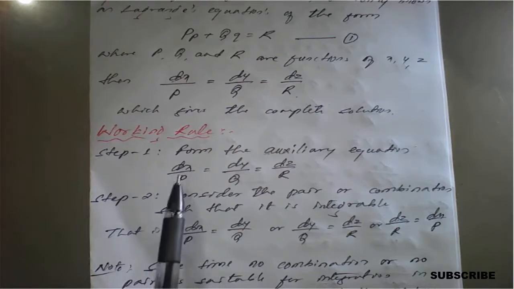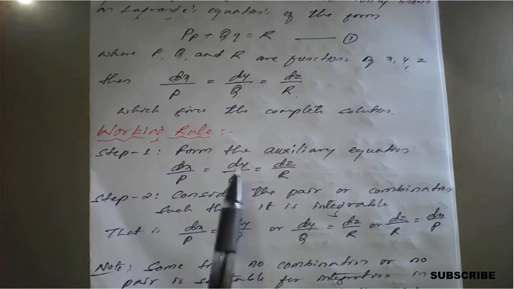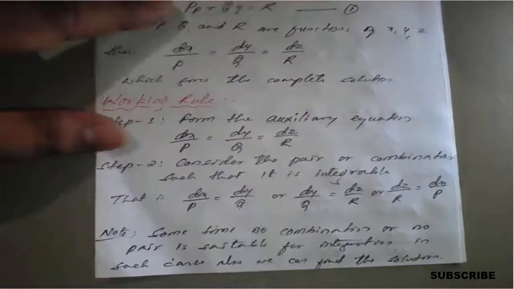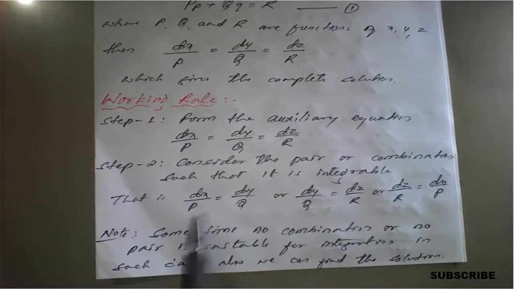For example, we can choose dx upon P is equal to dy upon Q as one pair and we can integrate, or we can choose second and third, or third and first, or first and third, and from that we can get a solution. Sometimes what happens is that after choosing, the given pairs are not possible to integrate. At that time we need to apply one of the concepts called multipliers. We'll see how to choose the multipliers in particular examples only.